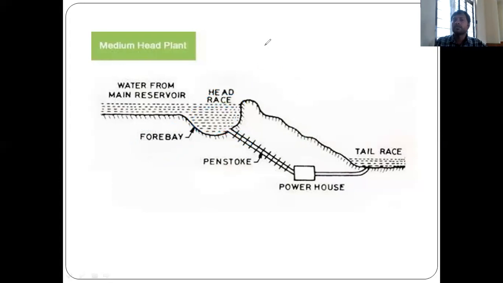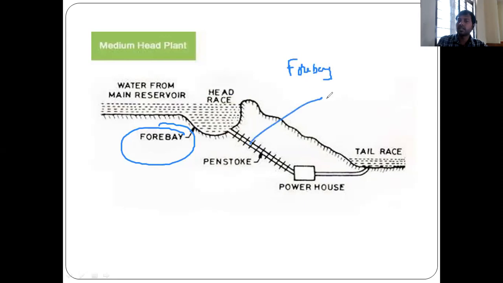Compared to the low head power plants, here a new term, the forebay, is available, and also the penstock is there. Penstock is also available. So two extra parts will be there in the medium head power plants when compared to low head power plants.